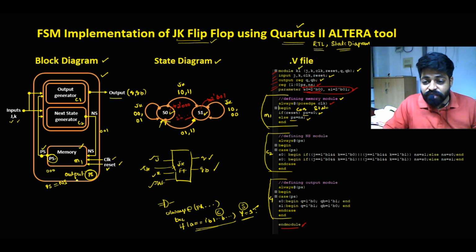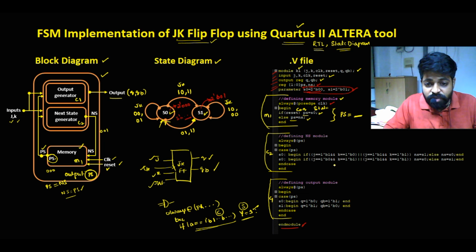And a few people have a confusion that instead of ps is equal to ns, they write ns is equal to ps. You should not have any confusion, because while you are declaring and defining a memory module, we need statements of the form output equal to something. So here the output is ps, which means ps equal to something, we have to write it for sure. Everywhere we have to define what ps equals. In a similar fashion, for the next state module, we need to put all the conditions and finally all the statements.